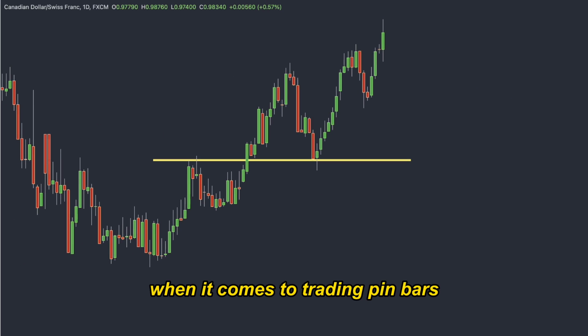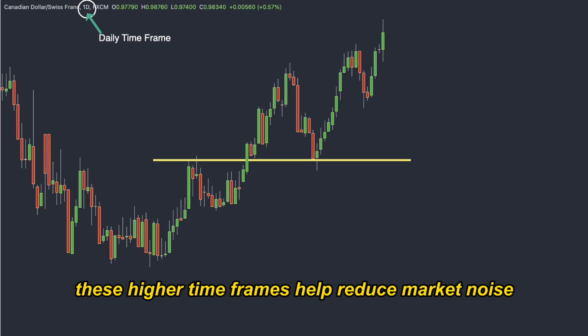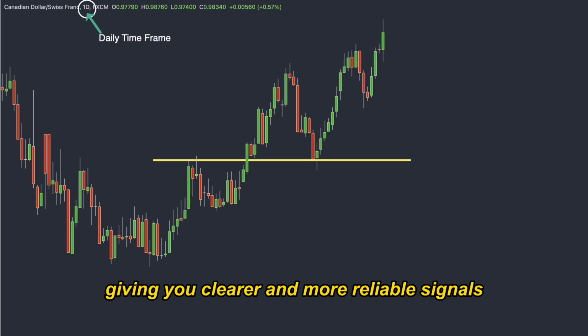When it comes to trading pin bars, choosing the right time frame is crucial for accuracy and reliability. The daily and 4-hour charts are generally considered the best for spotting pin bars. These higher time frames help reduce market noise, giving you clearer and more reliable signals.